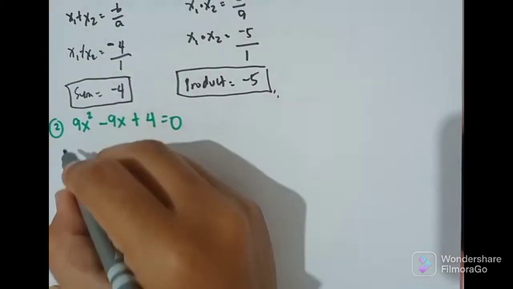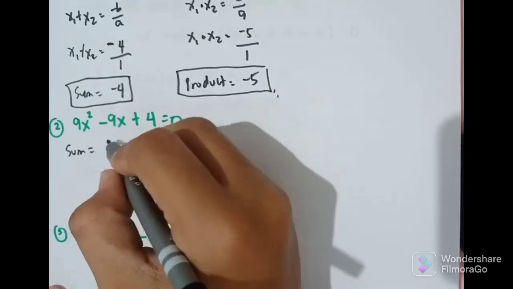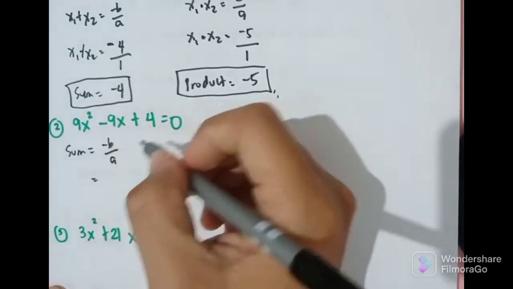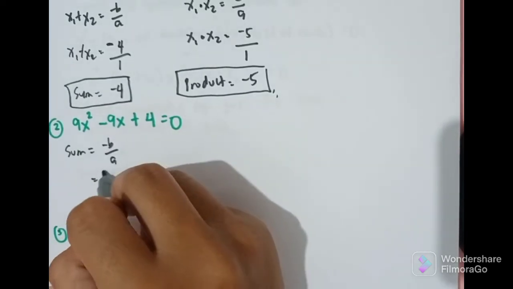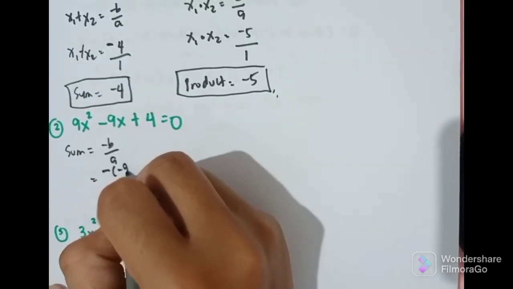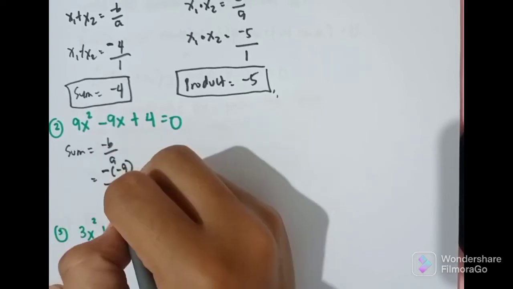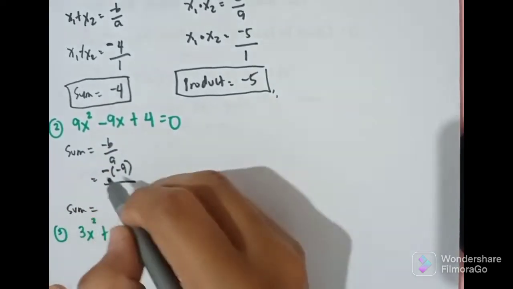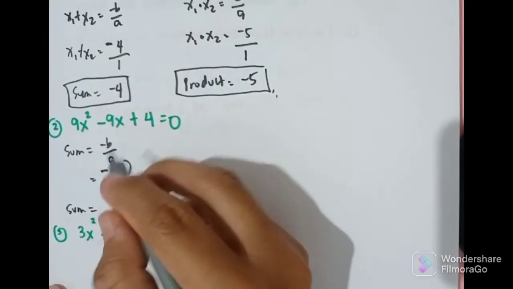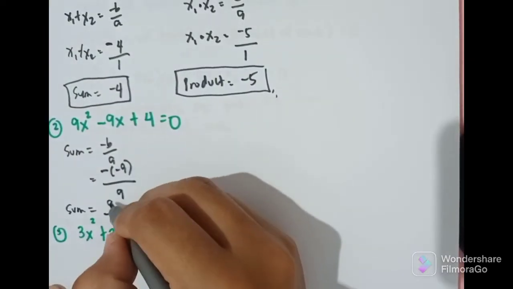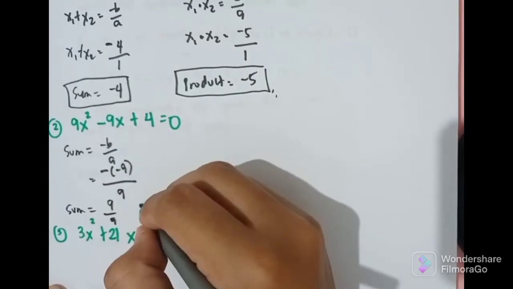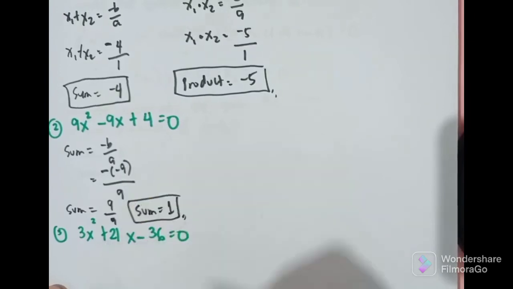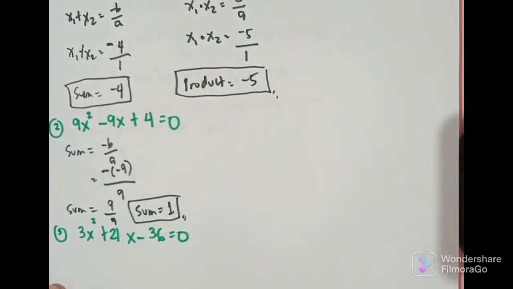So, again, our sum, let us put it in, sum is equal to negative b over a. So, this is equal to, our b is negative 9, so negative of negative 9, all over our a, which is 9. So, therefore, our sum is equal to negative times negative, that is positive 9 over 9. And 9 divided by 9 is equal to 1. So, therefore, our sum is equal to 1, or our x sub 1 plus x sub 2 is equal to 1.